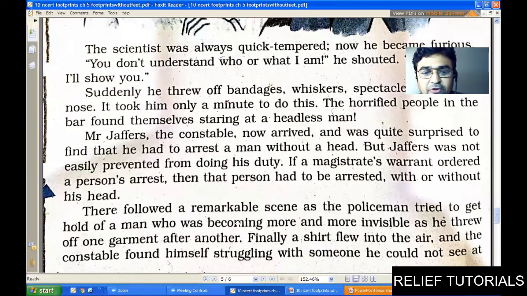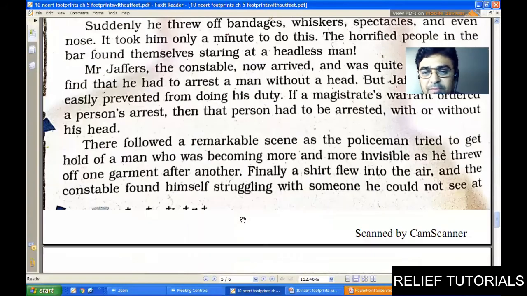There followed a remarkable scene as the policeman tried to capture the man, but the man escaped. How? That is a very remarkable scene. It is described in detail in the real piece of writing, but here it is given in brief, in gist form. There followed a remarkable scene as the policeman tried to get hold of a man who was becoming more and more invisible. He was throwing off more and more clothes.